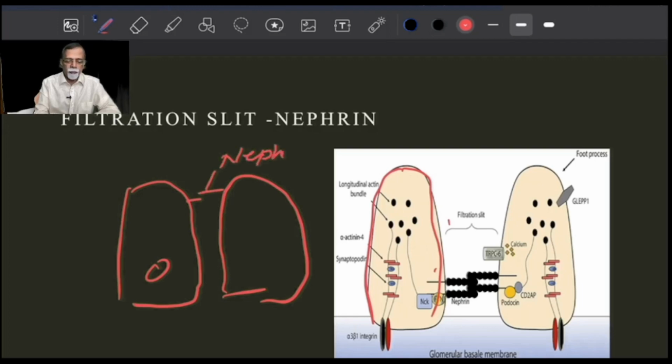And this is the filtration diaphragm, and this nephrin is in connection with the cytoskeleton of the podocyte. Mutations in the nephrin gene can lead on to abnormalities in the filtration barrier and can lead on to proteinuria.